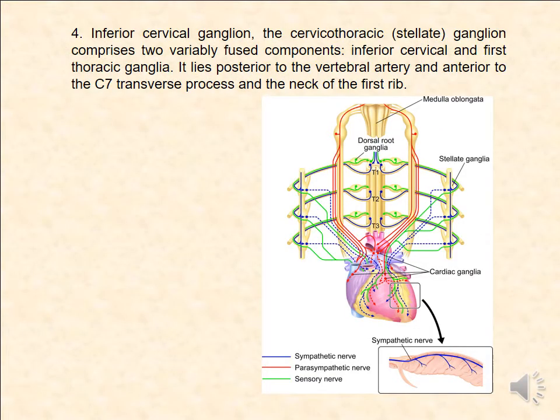The last ganglion is the inferior cervical ganglion. The cervicothoracic or stellate ganglion comprises two variable, loosely joined components, the inferior cervical and first thoracic ganglion. It lies posterior to the vertebral artery and anterior to the C7 transverse process and the neck of the first rib.